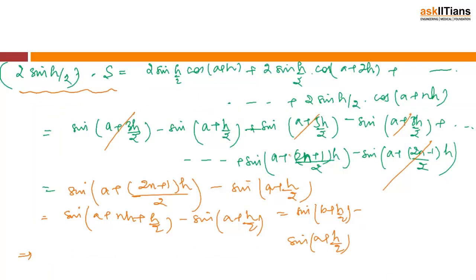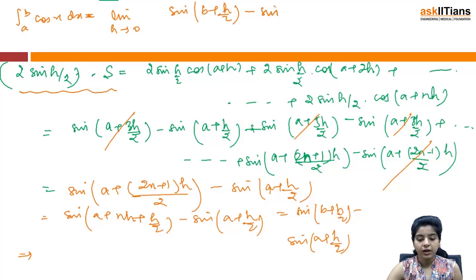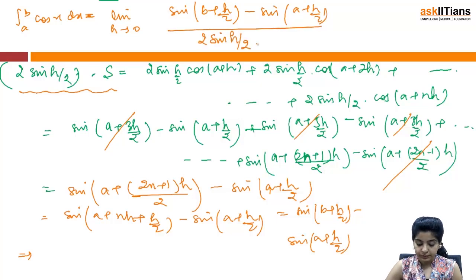Now, integral a to b cos x dx was equal to limit h tends to 0 of S, and my S now is sin(b + h/2) minus sin(a + h/2) by 2 sin(h/2), right? And there was one h also here, right? So this is where we have reached. We had to find the value of integral a to b cos x dx as a limit of a sum.